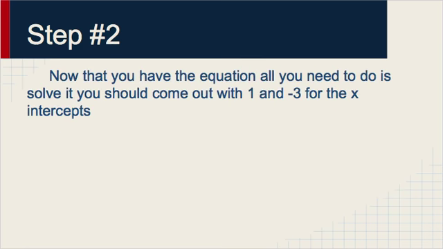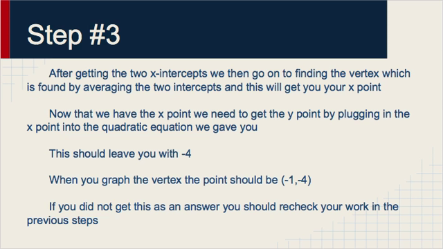Now that you have the equation, all you need to do is solve. You should come out with 1 and negative 3 for the x-intercepts. After getting the two x-intercepts, we then go on to finding the vertex, which is found by averaging the two x-intercepts. This will get you your point, your x point.